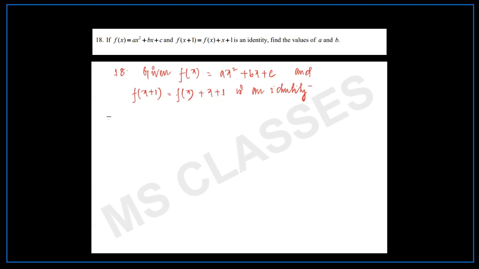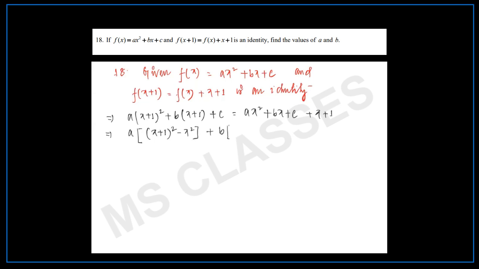So we write here a into x plus 1 whole square plus b into x plus 1 plus c equal to ax square plus bx plus c, which is given, plus x plus 1. Now on simplification, a into x plus 1 whole square minus x square plus b into x plus 1 minus x, c cancelled out, equal to x plus 1. Now this gives us a into 2x plus 1 plus b minus x minus 1 equal to 0, which on further simplification gives 2a minus 1 into x plus a plus b minus 1 equal to 0.